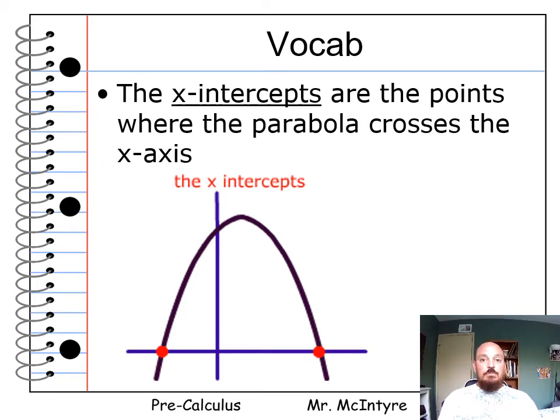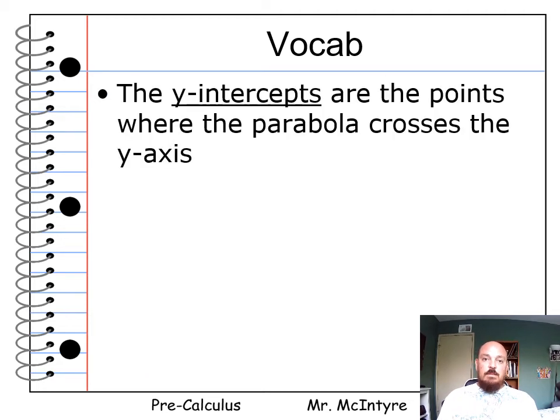Now the last vocab term is y-intercept, and it means the exact same thing but for the y-axis. So in fact, any intercept, if you put a letter before it, it's talking about where it crosses that axis. So the x-intercept is where it crosses the x-axis. The y-intercept is where it crosses the y-axis.